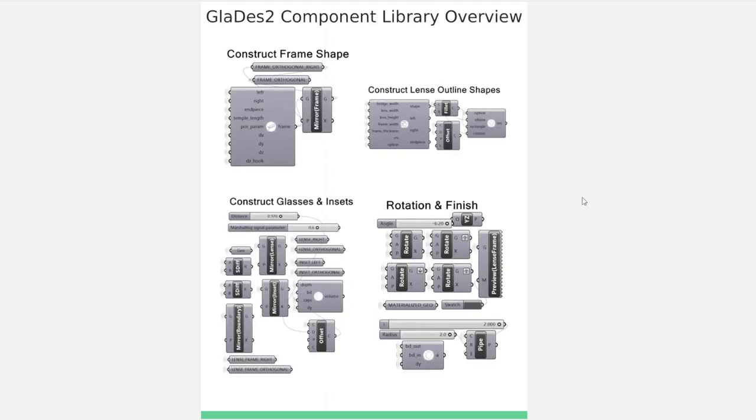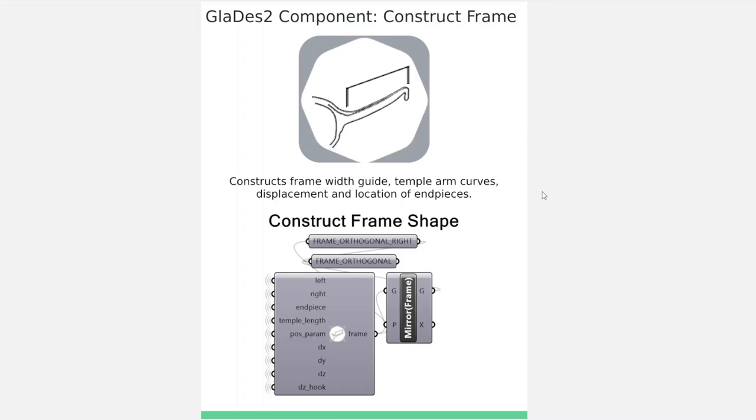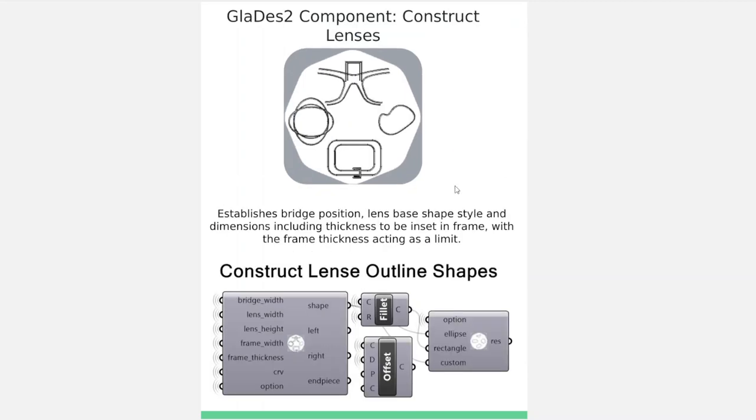The component library that we've developed involves constructing the frame shape, the lens outline shapes, glasses and inserts, and the final rotation and finish of the geometry. The first component is construct frame, which develops a width guide, temple arm curves, displacement, and location of end pieces, as you'll see later in the user interface. The construct lenses component develops the bridge position, lens base style, and dimensions, including the thickness to be inset in the frame, along with the frame thickness acting as a limit to prevent you from creating occlusions.